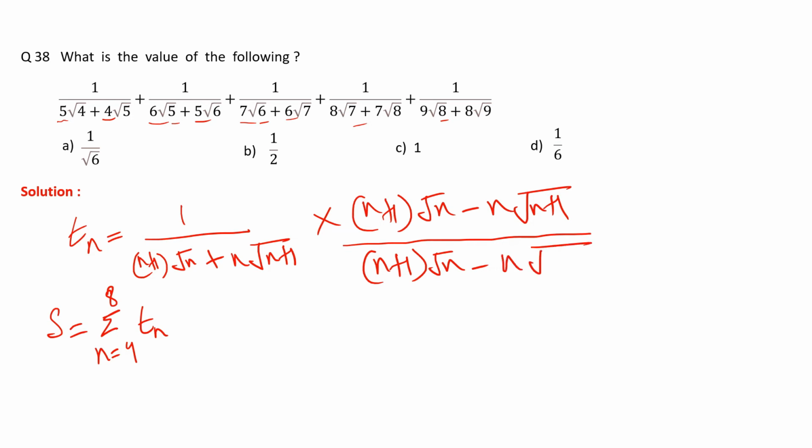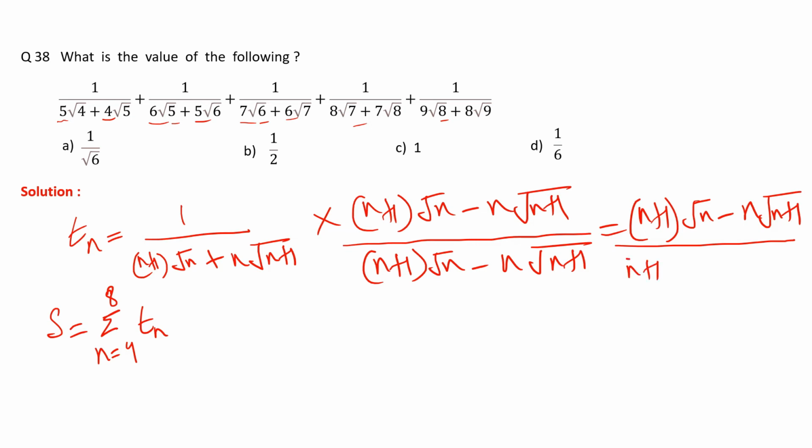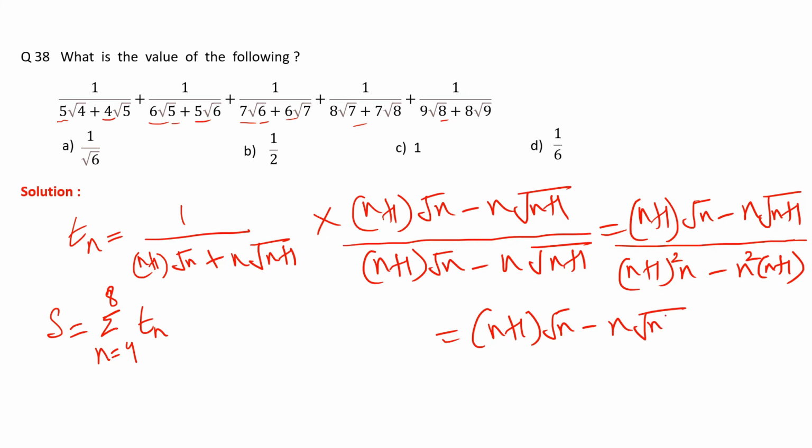n plus 1 into under root n minus n into under root n plus 1. So this becomes n plus 1 into root n minus n into under root of n plus 1. And in the denominator, we get n plus 1 whole square into n minus n square into n plus 1. What I have done, I have applied the identity a square minus b square in the denominator. So now this becomes n plus 1 into root n minus n into under root of n plus 1.